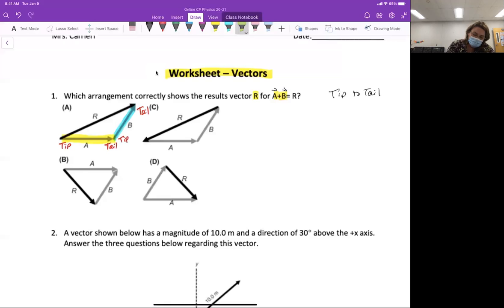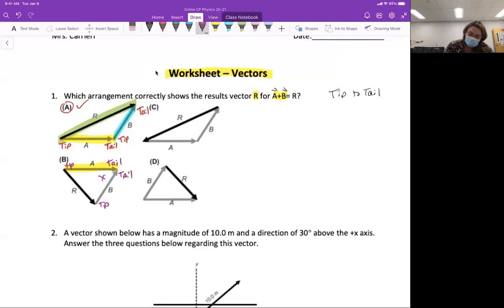So is R drawn correctly? Starts at the origin, goes to the final location. So A is correct. Now let's look at B and see why B is wrong. Here is A, and this is the tip, and this is the tail, and this is the tail of B and the tip of B, and so that is wrong because I need the tip to tail.